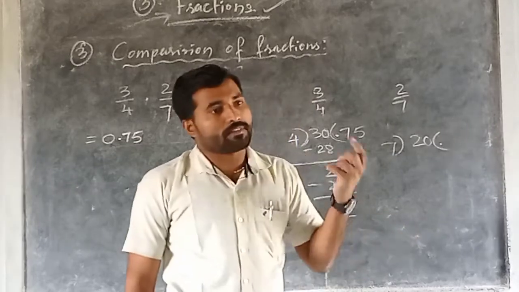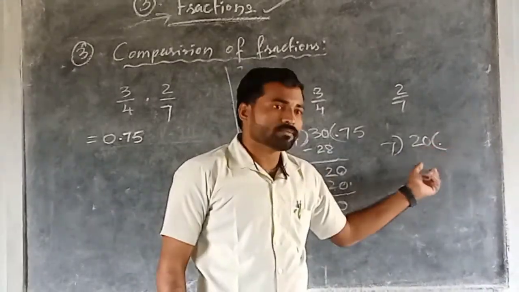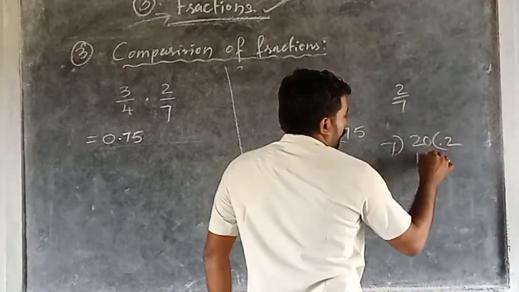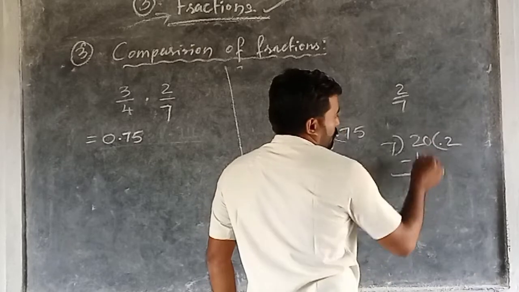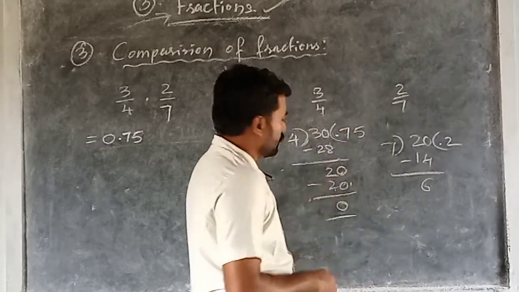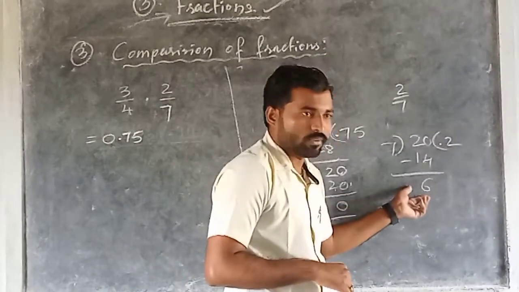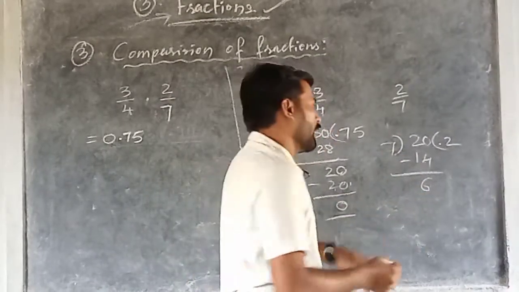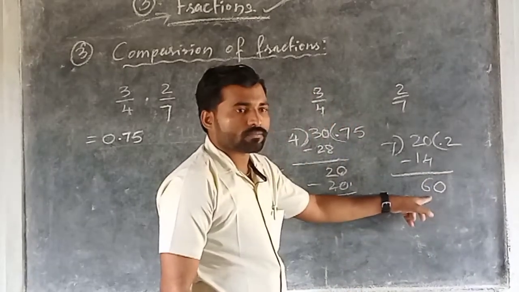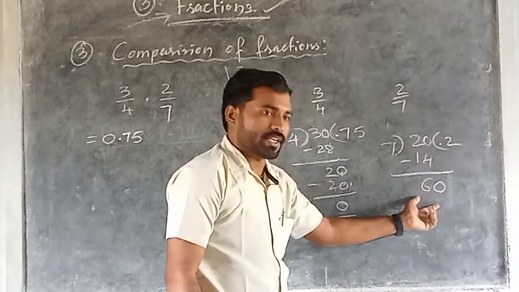Now 7 1s are 7, 7 2s are 14, 7 3s are 21. Can I take 3? No. 7 2s are 14. 20 minus 14 is 6. You want remainder 0, but have you got remainder 0? No. Continue. Again take 0. Why should I take 0? Because we have already used the point.